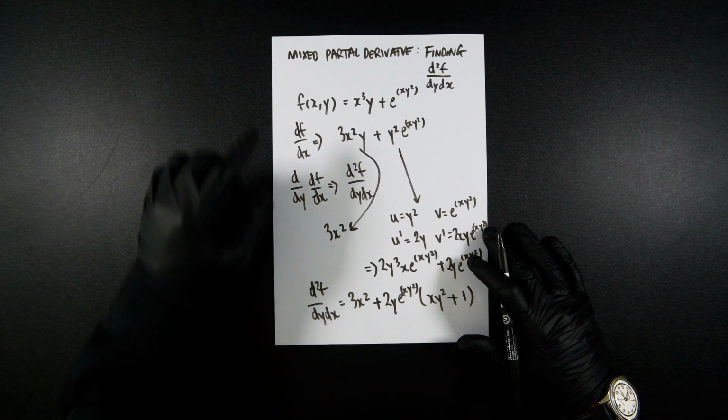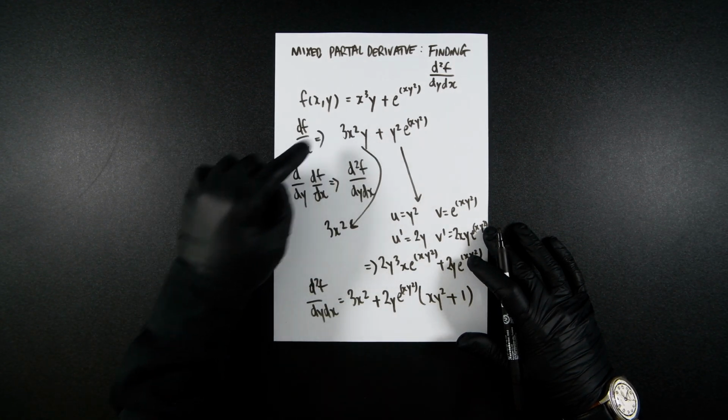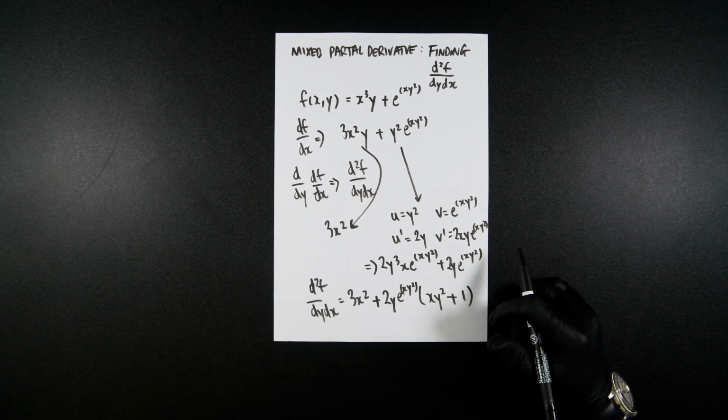So steps: differentiate this in terms of x, you get that. You differentiate this in terms of y, and then you have your solution for d squared f over dy dx.